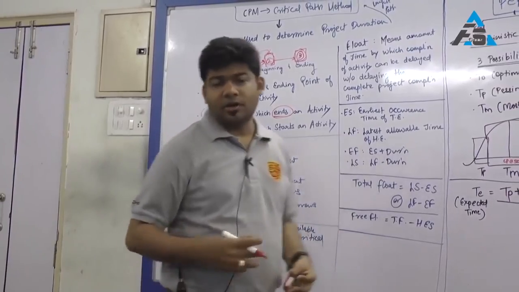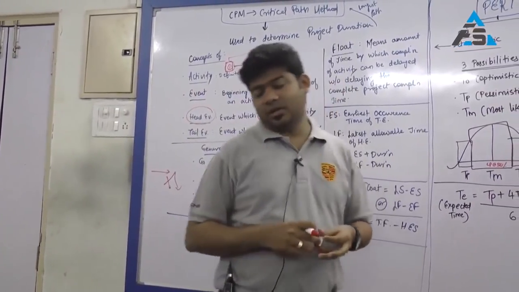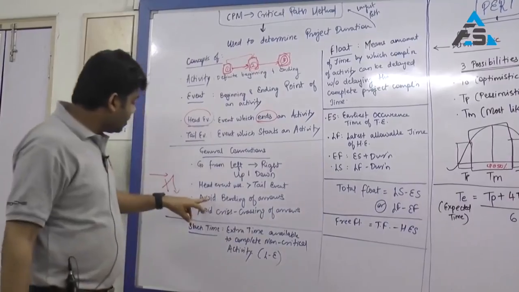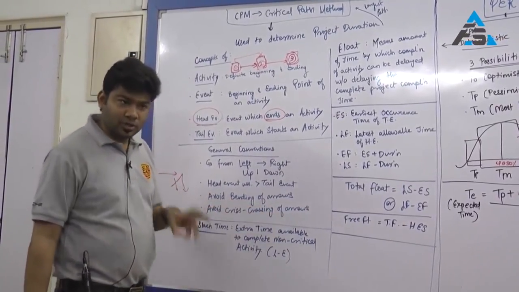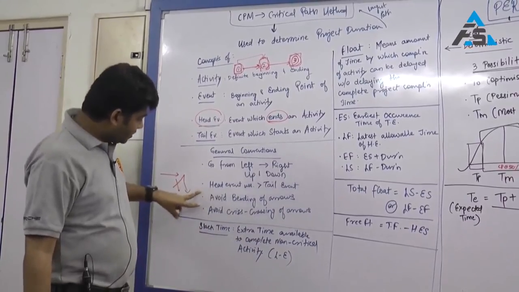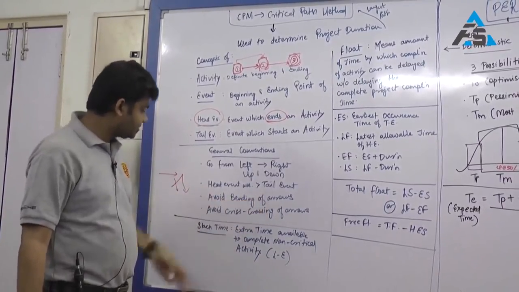I have seen a lot of papers of advanced management accounting. The questions they ask do not usually have bending of arrows, neither do they have crisscrossing of arrows. So please be particular, do not bend arrows, do not crisscross arrows.